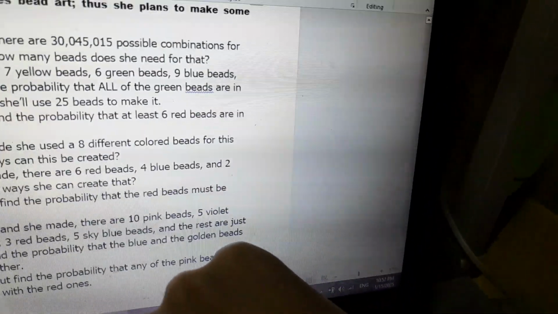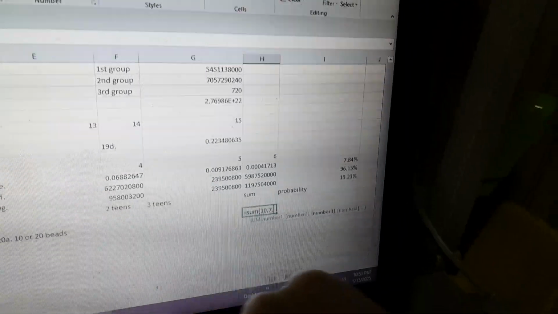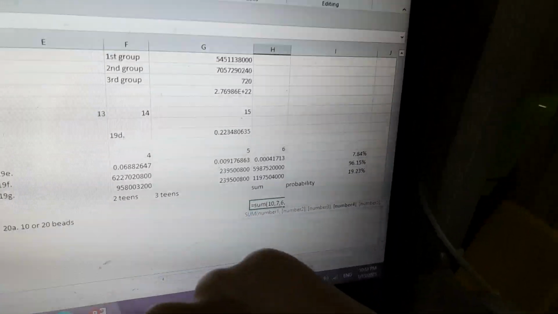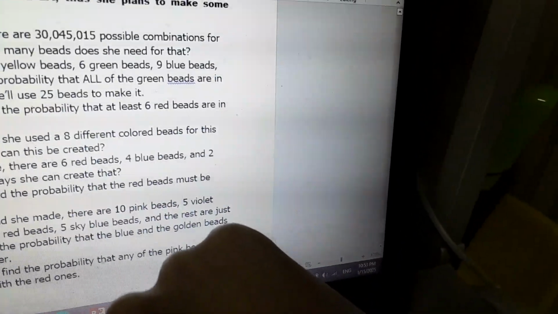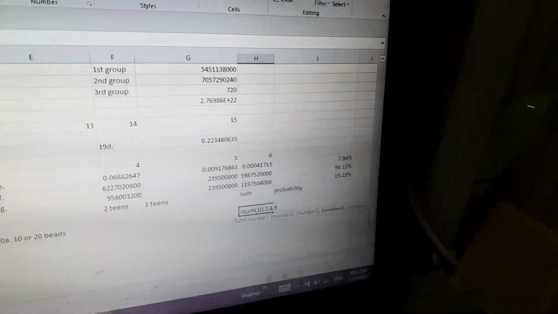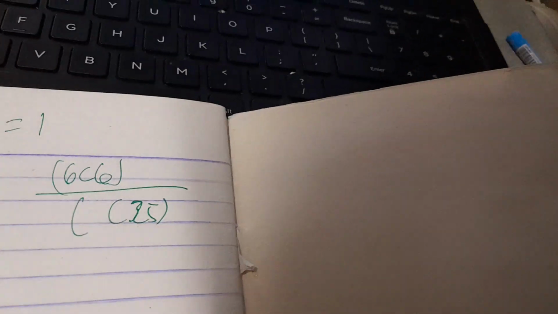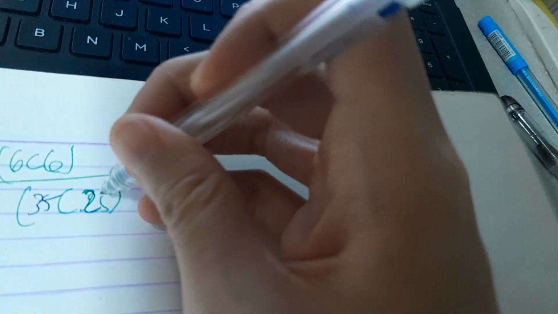Do you remember how many red beads there are? There are 10 red beads. How many yellow beads? 7. The green beads are 6. How many blue beads? 9. And how many violet beads? Only 3. And therefore, we press enter, so we get the sum of 35. So that'll be our population. Our N in the total is 35C25. So the combination of success is 6C6.